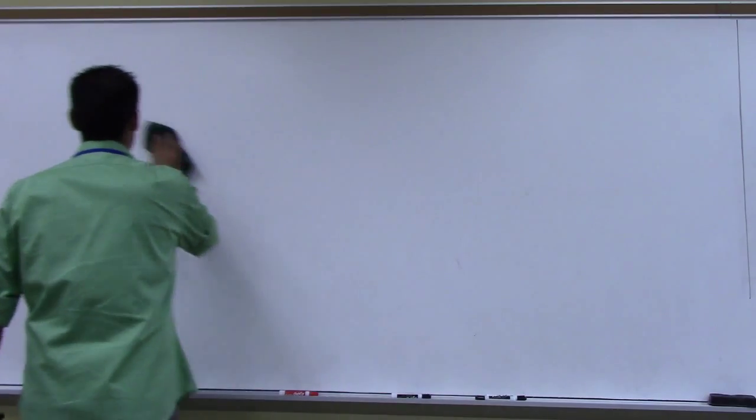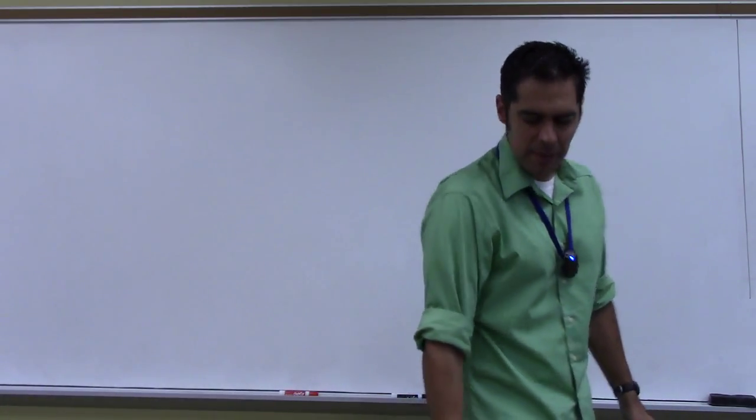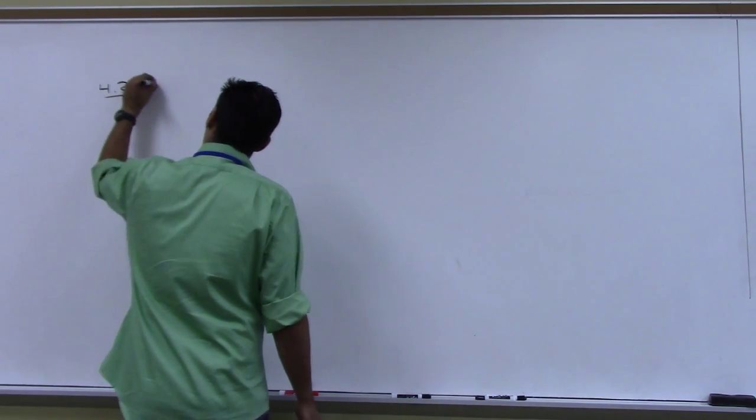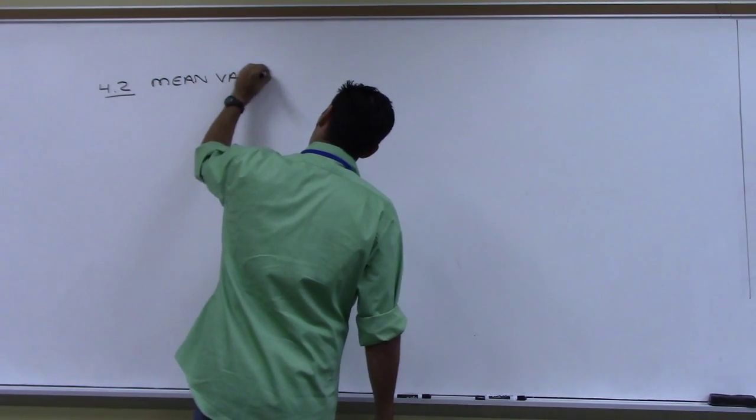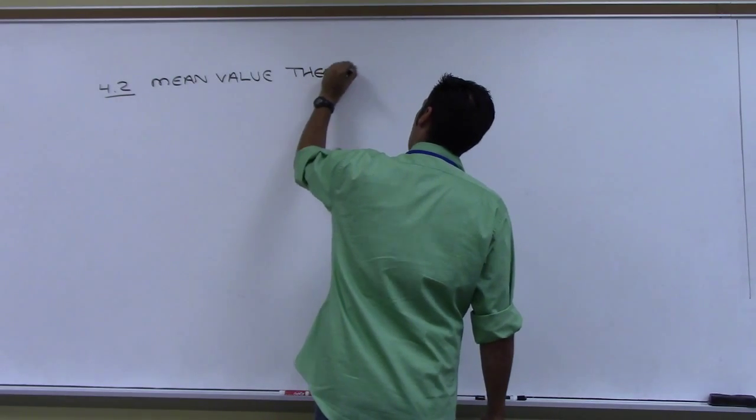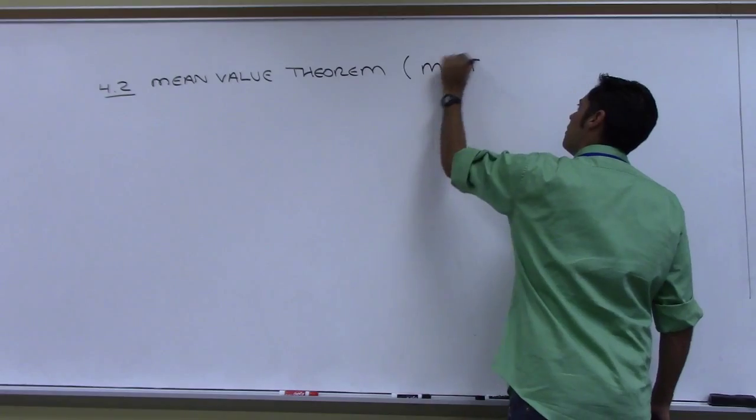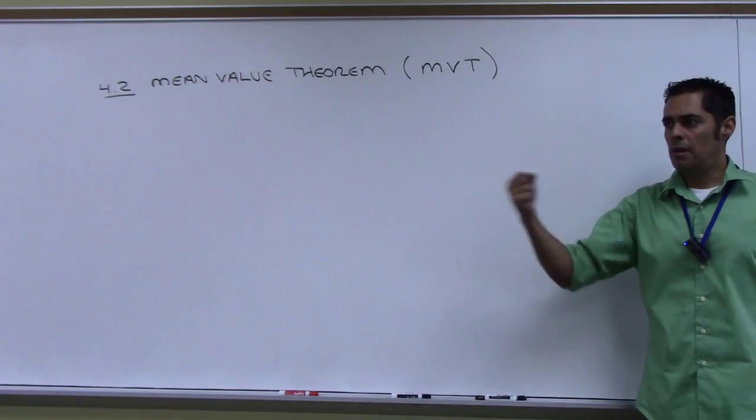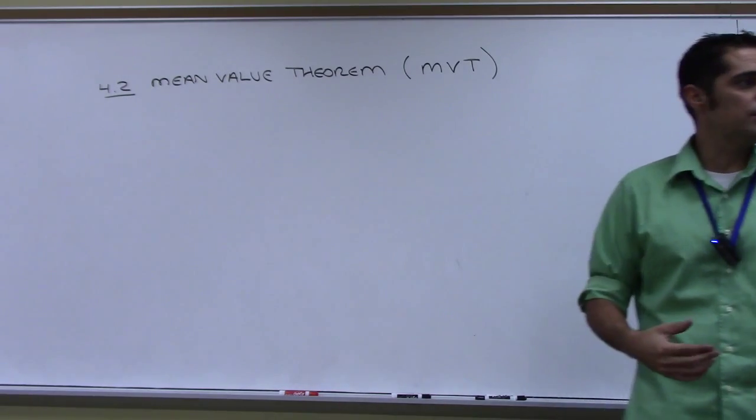All right, but we're going to take a little detour, and we're going to talk about the mean value theorem. So we know that the value of a function is the output. When we say, what's the value of that function at 2? It's the output when you plug in 2.